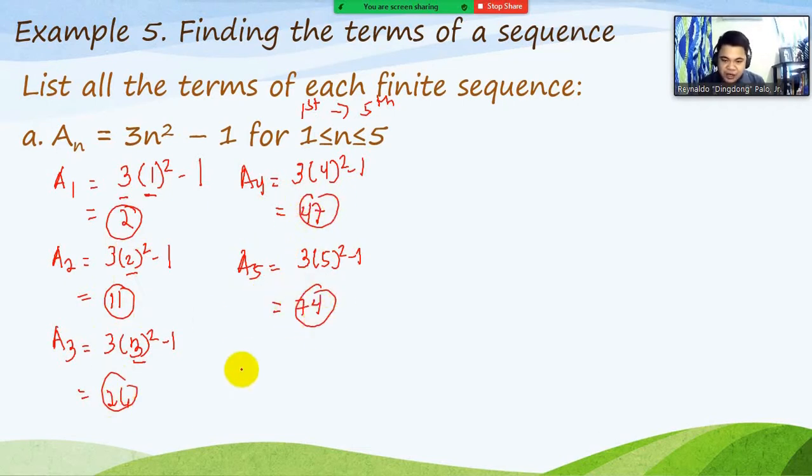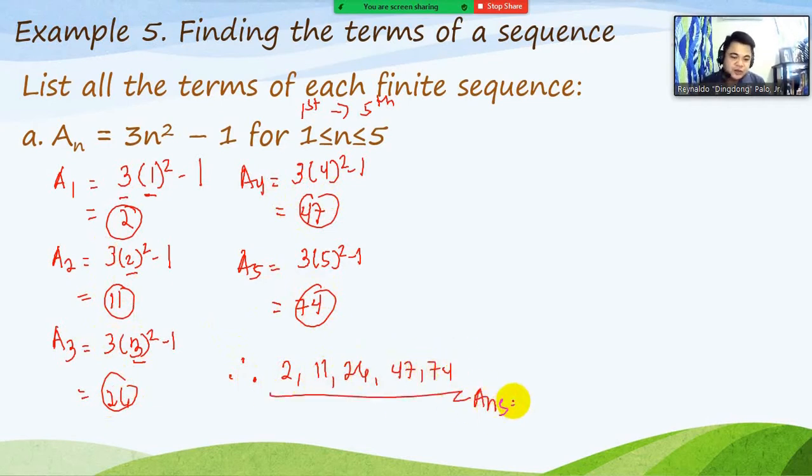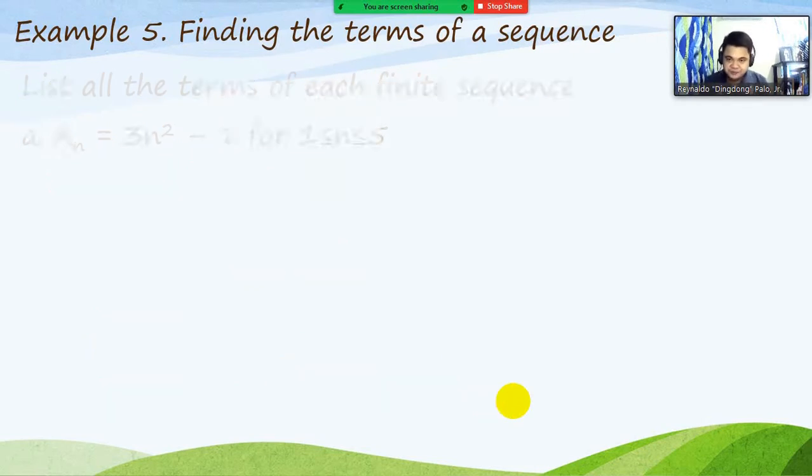For the final step, you have to write all the terms. Therefore, the terms are 2, 11, 26, 47, and 74. So this will serve as your final answer. Okay? Whenever we say listing down the terms, you have to follow the formula to solve them. It depends on how many terms there are in the specific range. In this case, we have 5 terms, from first up to the fifth.